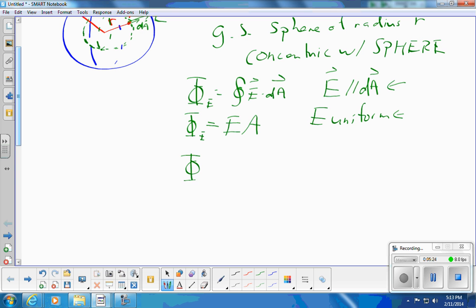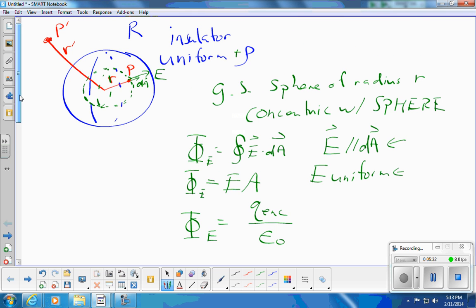I write Gauss's law, which is flux is equal to Q enclosed over epsilon naught. How much charge is enclosed inside this thing? The charge enclosed, Q enclosed, is equal to rho times volume. This thing has uniform charge density, which is, of course, Q over V.